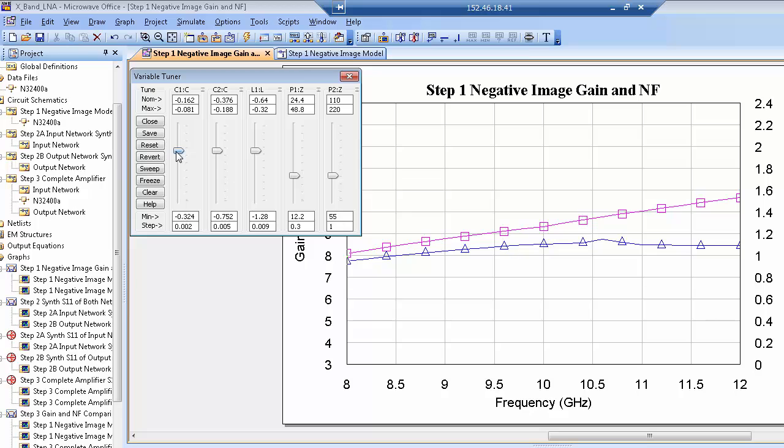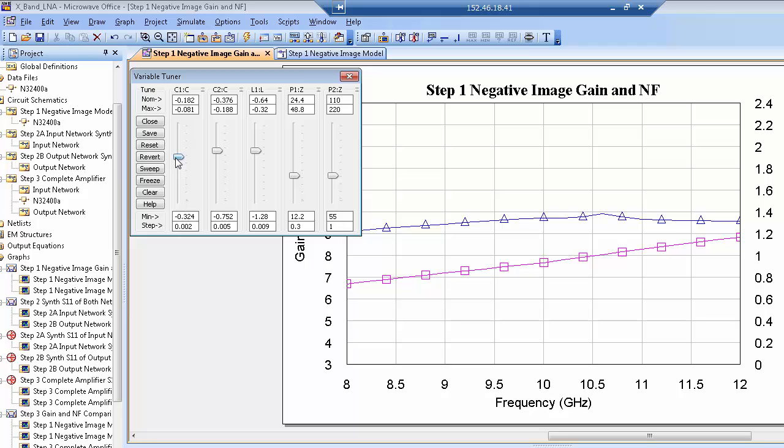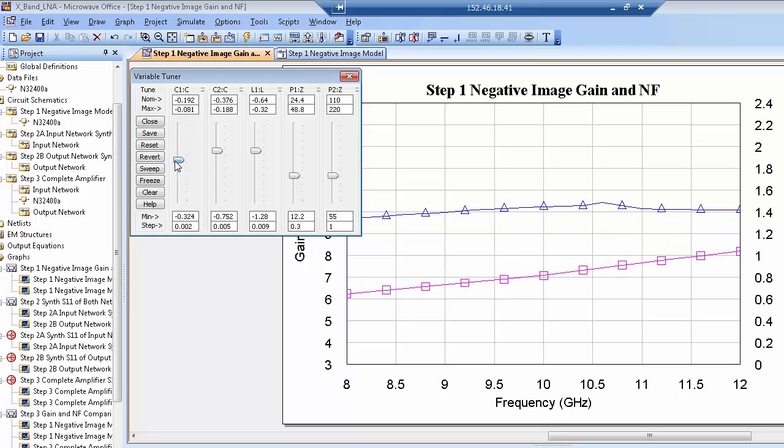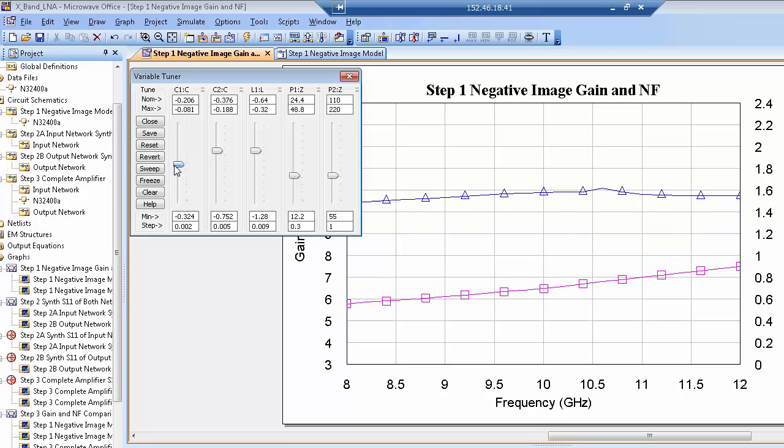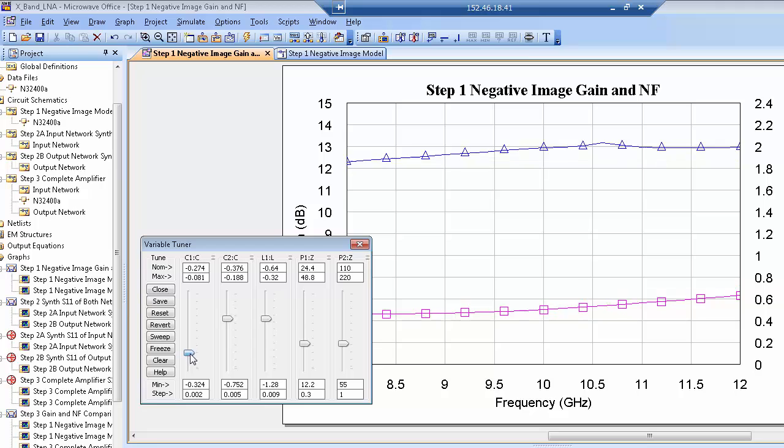I'm going to change the value of C1, the C1 capacitor, and you can see I'm actually doing a better job at input matching. I'm getting the gain up. As I get the gain up, I am getting the noise figure down. Of course, I'm hiding my gain. Well, I wanted to get up to 14 dB of gain and below 1 dB in noise figure. Let's see if I can get there.